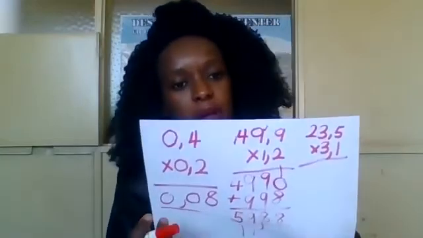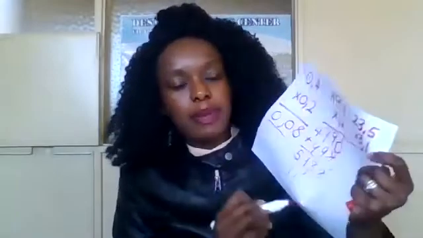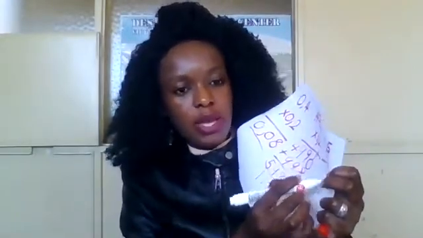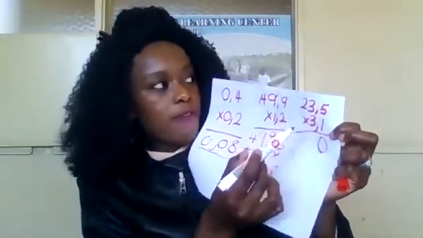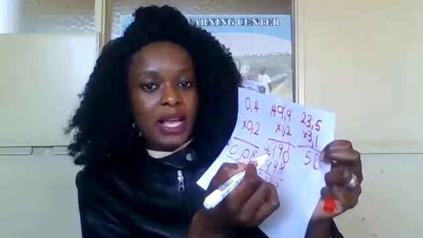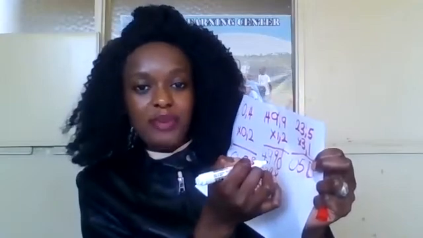Okay, so as you are multiplying, what do we do? We put down the zero as a placeholder. We place the zero as a placeholder there. And then we start multiplying. We multiply by 3. Say 3 times 5, 15. 5 carry 1. 3 times 3, 9, plus 1, 10. 0 carry 1. 3 times 2, 6, plus 1, 7. Put your 7 down. Then multiply by 1.